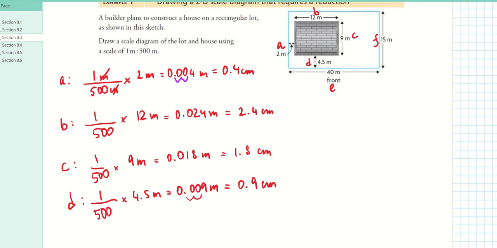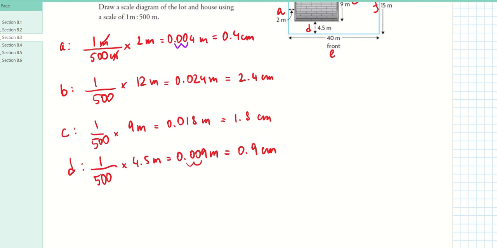And we have a couple more. We have E and F. So E is 40 meters and F is 15. So for E, 1/500 times E, which is 40. This is going to be 0.08. And we get 8 centimeters here.